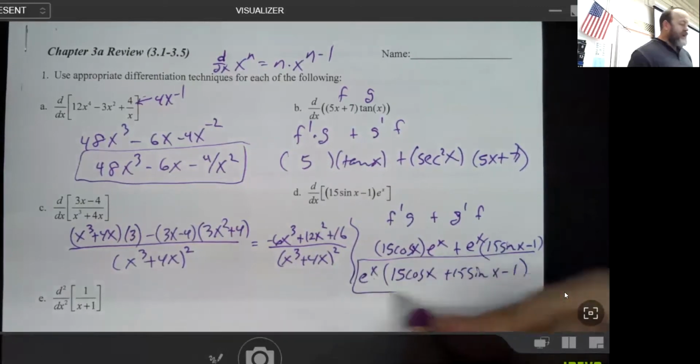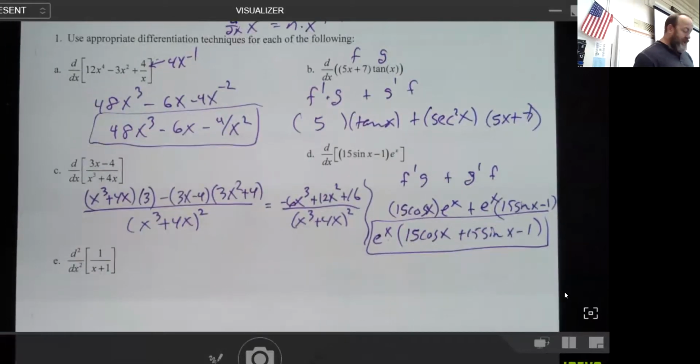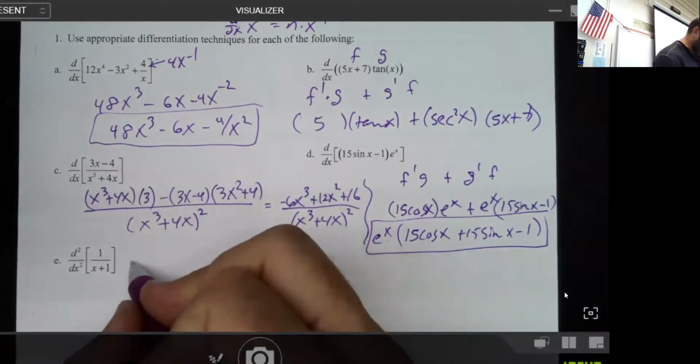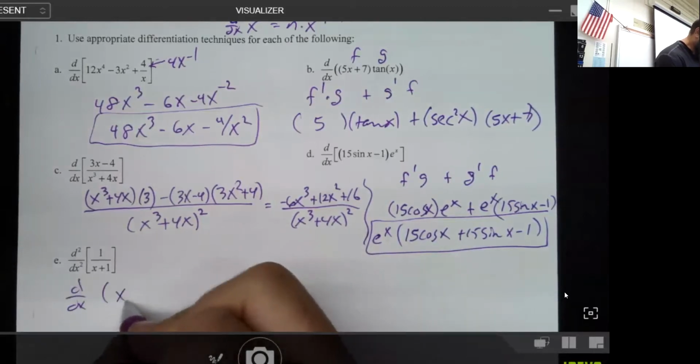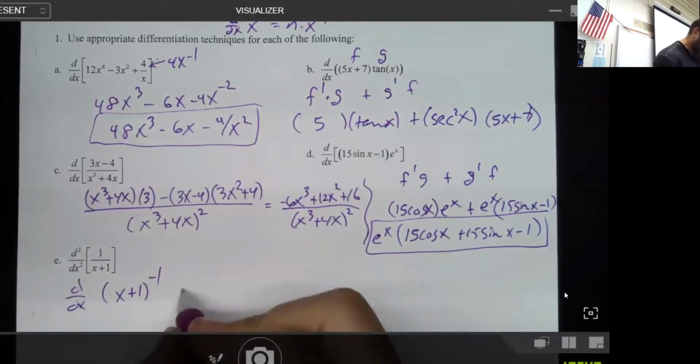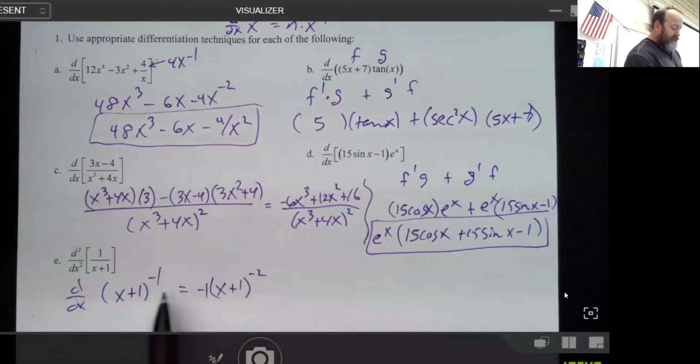That is probably the optimal answer in that particular story. Now, for letter E, I could do this as a quotient rule, but like what we said in class, if we instead think of this as taking the derivative of x plus 1 to the minus 1, remember, you drop the exponent down, you drop the exponent by 1, and then the derivative of what's inside, of course, is just the number 1. So we're pretty much done with the first derivative.